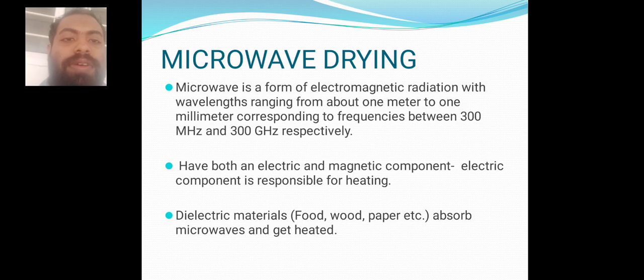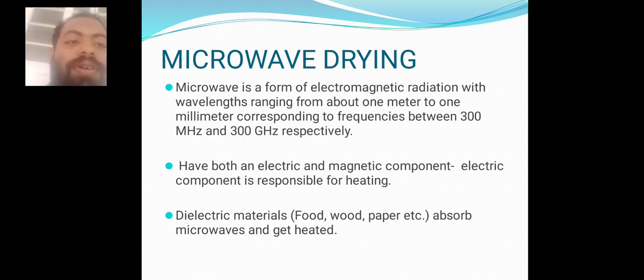In the previous topic, we discussed radio frequency heating, its working principle, its difference between radio frequency and conventional heating, the advantages, disadvantages, and applications. In this topic, we are going to discuss one of the non-ionizing radiations, which is microwave drying and infrared radiation.